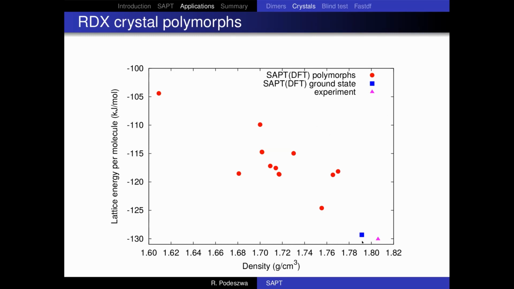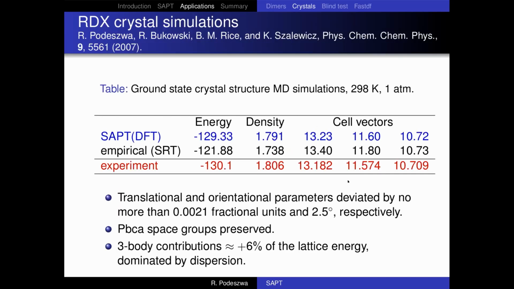And this is what we got with our potential. We got a structure with energy and density very close to the experiment. And it was the experimental structure. It had correct parameters, correct orientation, correct energy and density, and obviously also the space group.